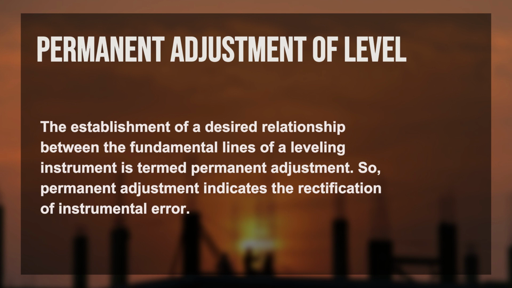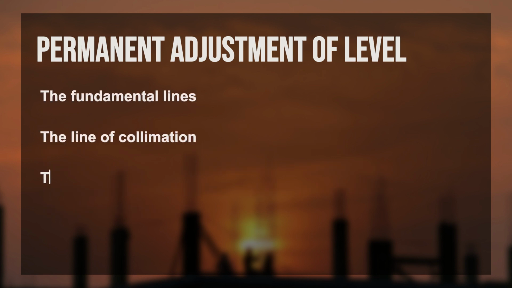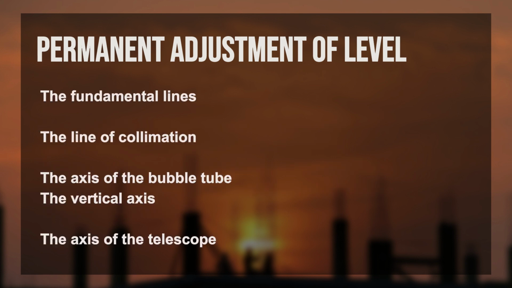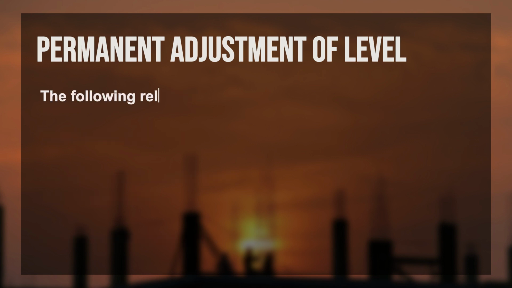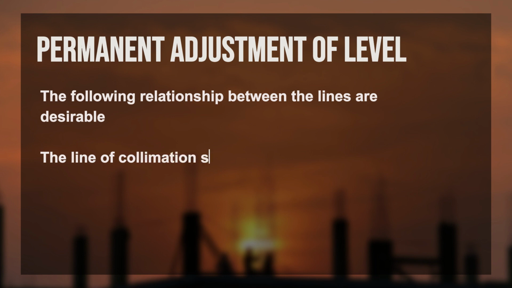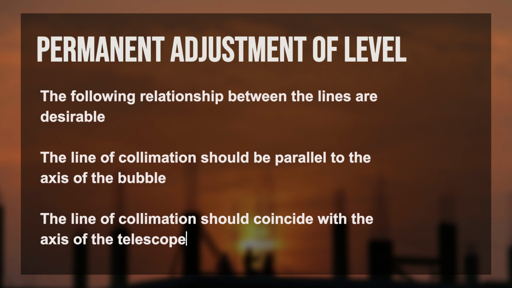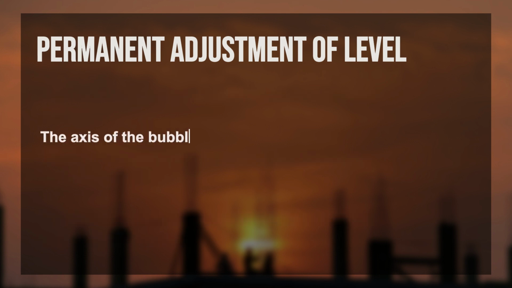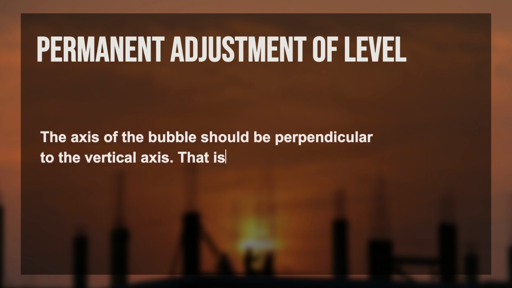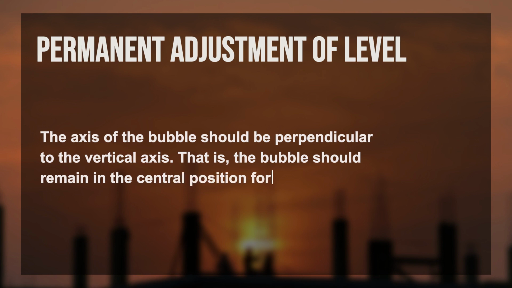These include the fundamental lines: the line of collimation, the axis of the bubble tube, the vertical axis, and the axis of the telescope. In this, the following relationships between the lines are desirable. Number 1, the line of collimation should be parallel to the axis of the bubble. Secondly, the line of collimation should coincide with the axis of the telescope. Thirdly, the axis of the bubble should be perpendicular to the vertical axis.